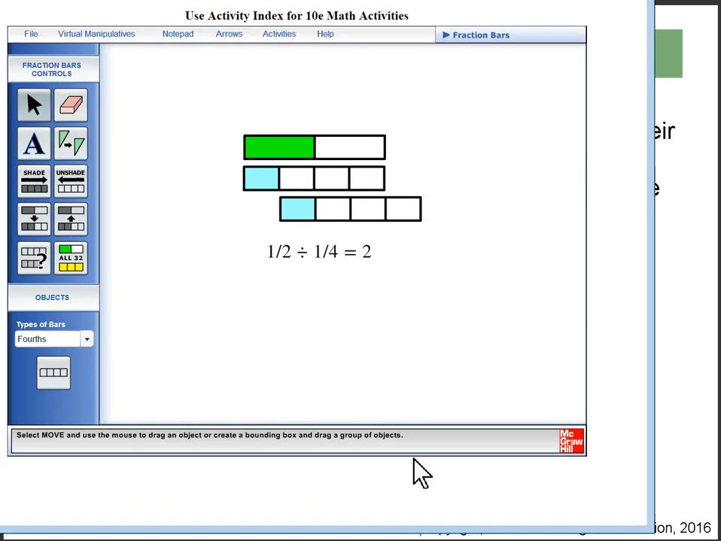For example, here I have 1/2, and if I'm going to divide 1/2 by 1/4, 1/4 goes into 1/2 once, 1/4 goes into 1/2 twice. And so you can see 1/2 divided by 1/4 is 2 using the fraction bar model. When there are less than whole number amounts that fit in, you have to figure out fractional remainders as well.